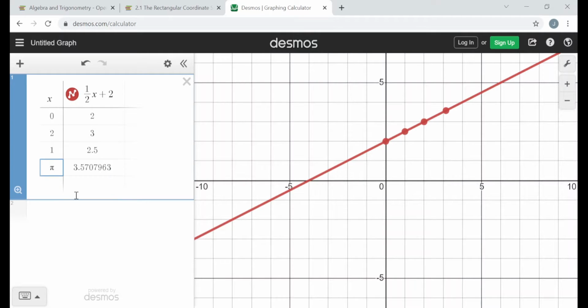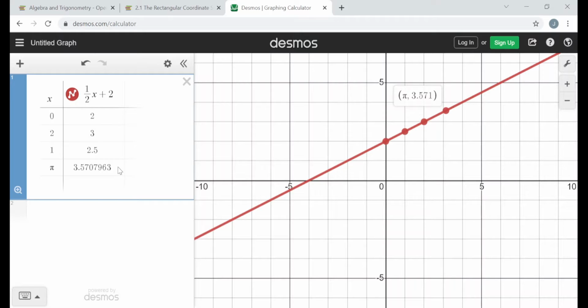Pi, which is about 3.14, and the output is 3.57 something. Go to 3.14 here, and there it is. That point there, pi comma something that's around 3.571 for the y value. But yeah, just be aware that you can plug in whatever you want for one variable and try to find the value of the other one. And then if you're able to, plot that point and move on. And do it until you see enough points to where you can form a pattern.